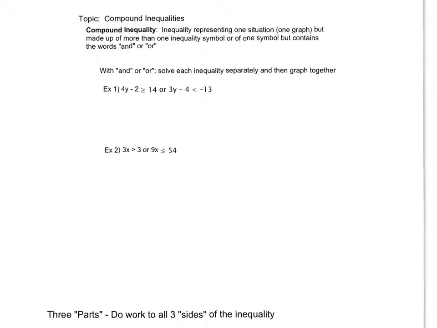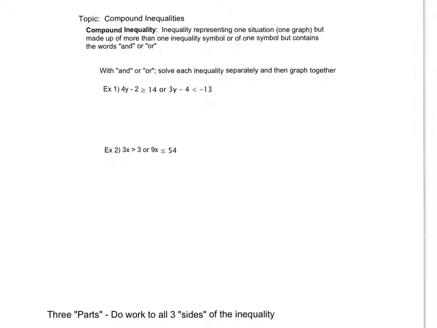Talking about inequalities, we also need to talk about compound inequalities. A compound inequality is any inequality that represents one situation, therefore we use one graph, but it's made up of more than one inequality symbol. Or it might be two separate inequalities, but it contains the words either and or. With and or, we solve each inequality separately, but we graph them together because, again, they are representing one situation.